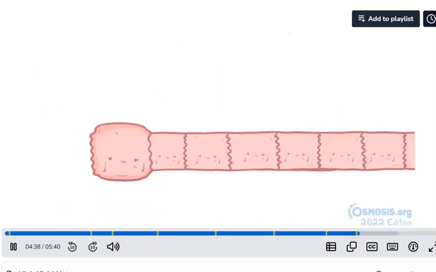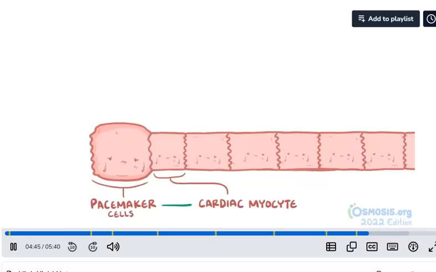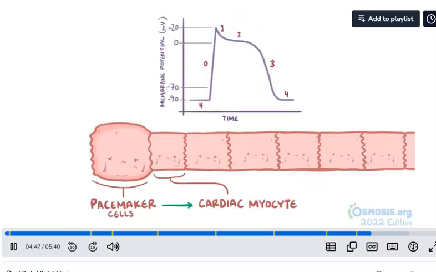Alright, as a quick recap. Cardiac myocytes receive action potentials, or rapid voltage changes, from pacemaker cells. In phase 4, the myocytes are at rest. In phase 0, sodium channels open up. So when we're talking about these phases right now, we're talking about the 99% of the cardiac myocytes that are not pacemaker cells.